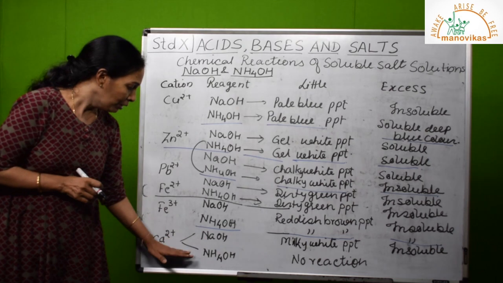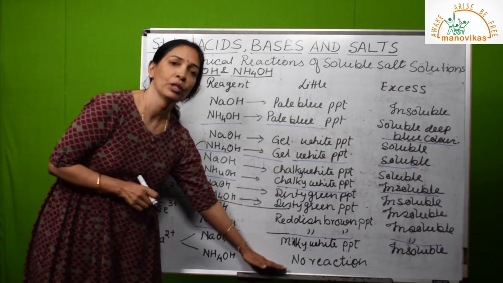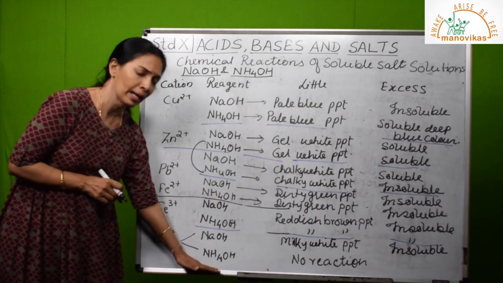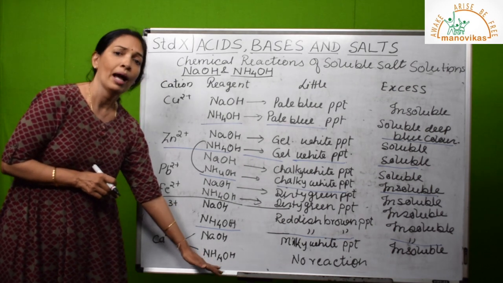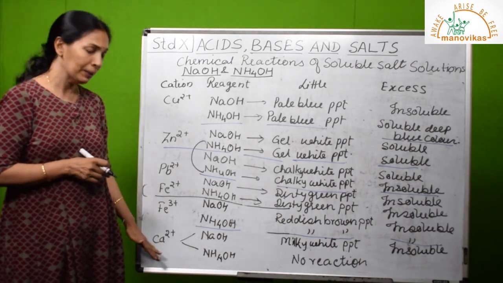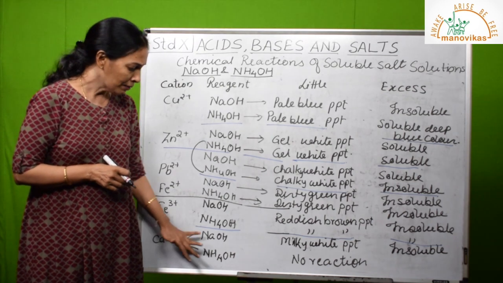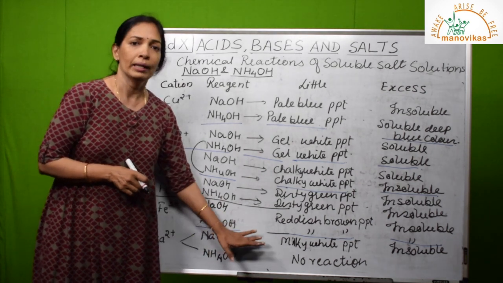So this will not give any precipitate with ammonium hydroxide because it will feebly ionize, giving very few OH ions, which will not be able to precipitate calcium hydroxide. So calcium will give a precipitate only with NaOH.